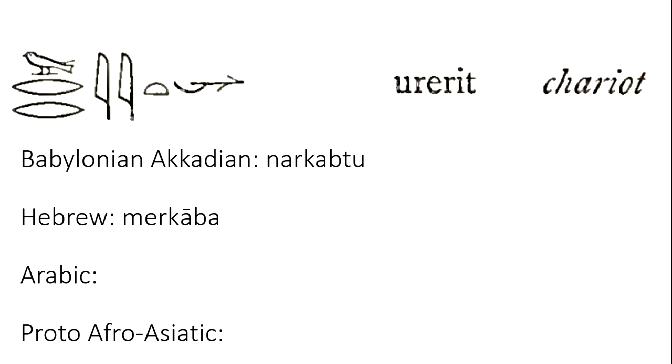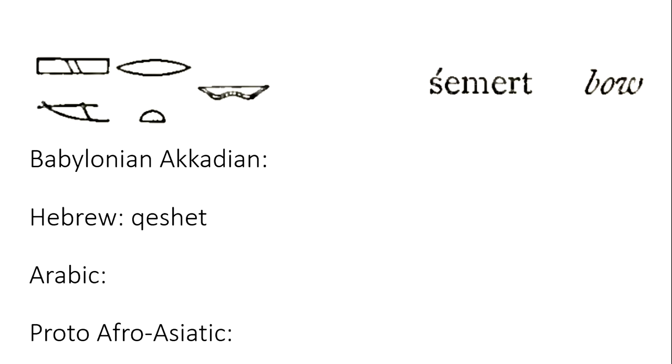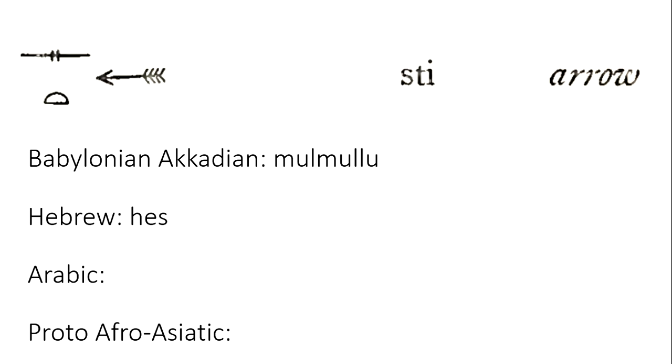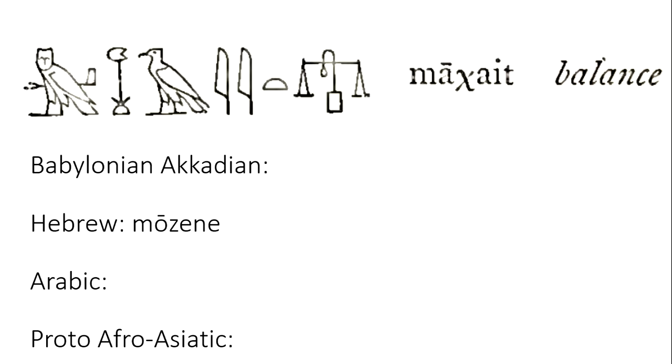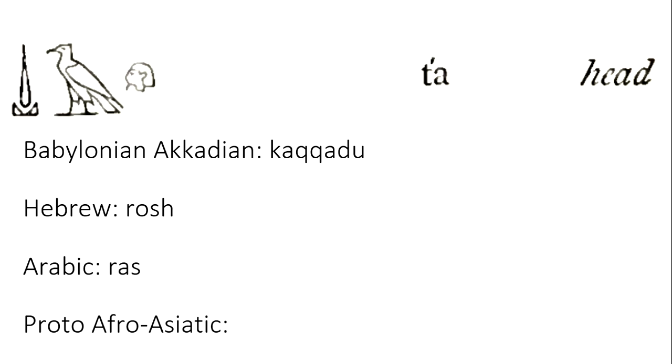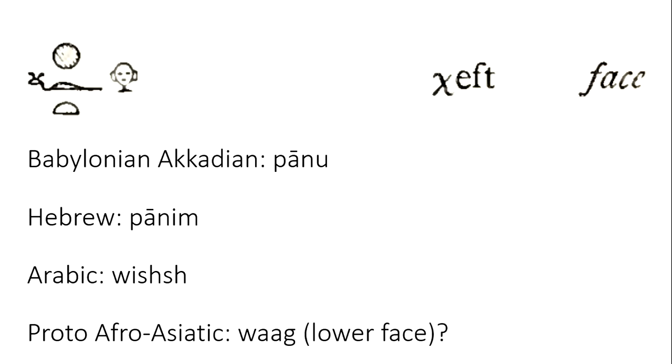Urelit, chariot. Shemert, bow. Sti, arrow. Bent, harp. Mahait, balance. Ta, head. Heft, face.